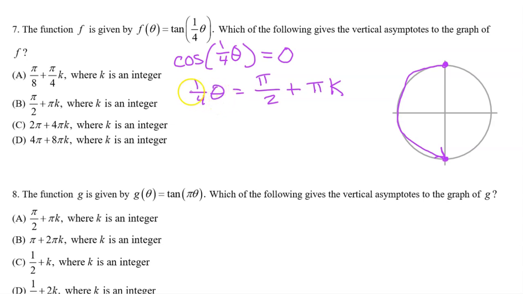To get theta by itself, I need to multiply both sides of this equation by 4. Multiplying by 4 on the left, we have theta. Multiplying pi over 2 by 4 gives us, for a moment, 4 pi over 2. And then multiplying this by 4, we have 4 pi k. Of course, 4 over 2 simplifies to 2 pi, so I think I'll just fix it. So this term quickly becomes 2 pi. So the answer is C.